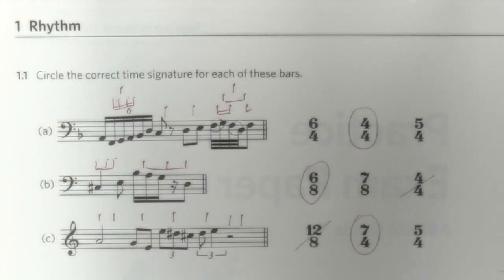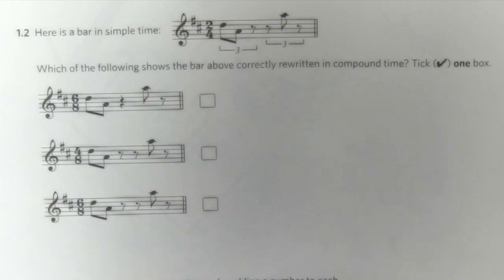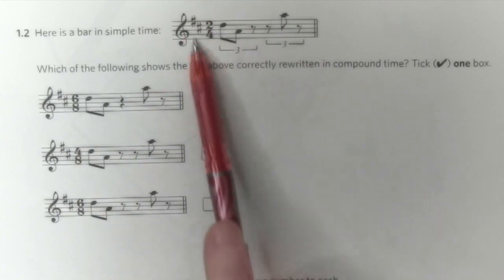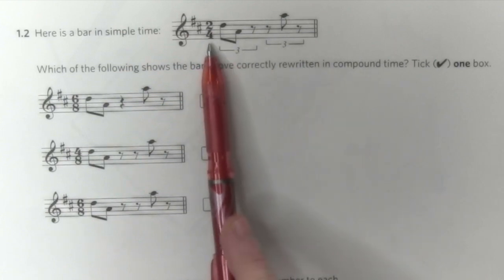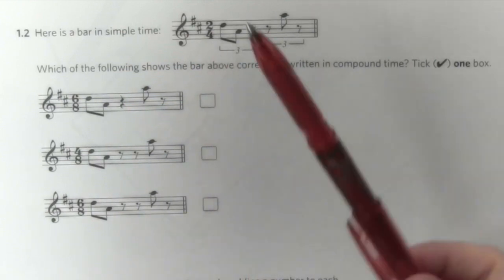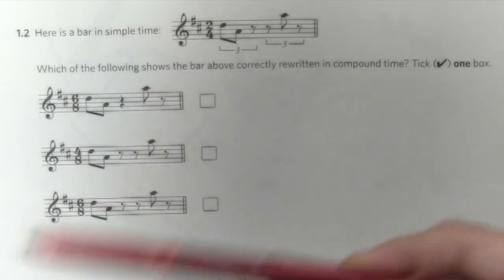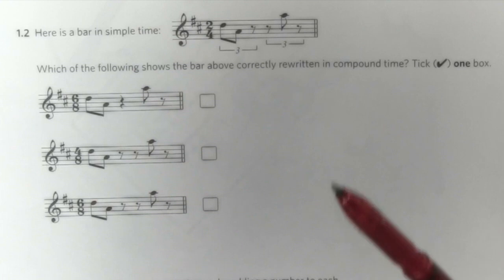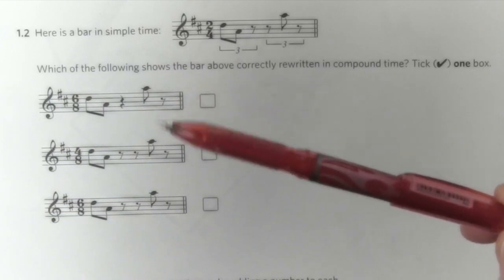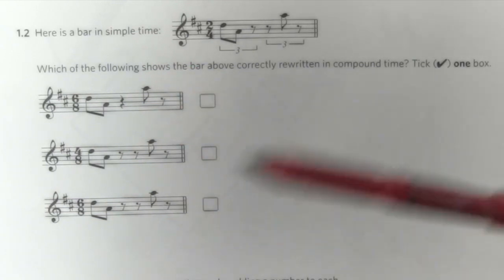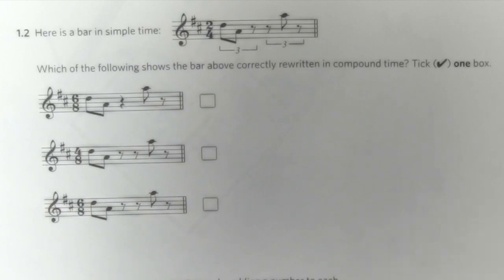Let's move on to the second question. In this second question, we need to select one of these three bars that shows this bar correctly rewritten in compound time. Now, from two crotchets in a bar, where the subdivisions are 1 and 2, we would need to create an equivalent rhythm in compound time where we have 1 and 2 and. I've already told you the answer here, but let's have a look at the three options here.